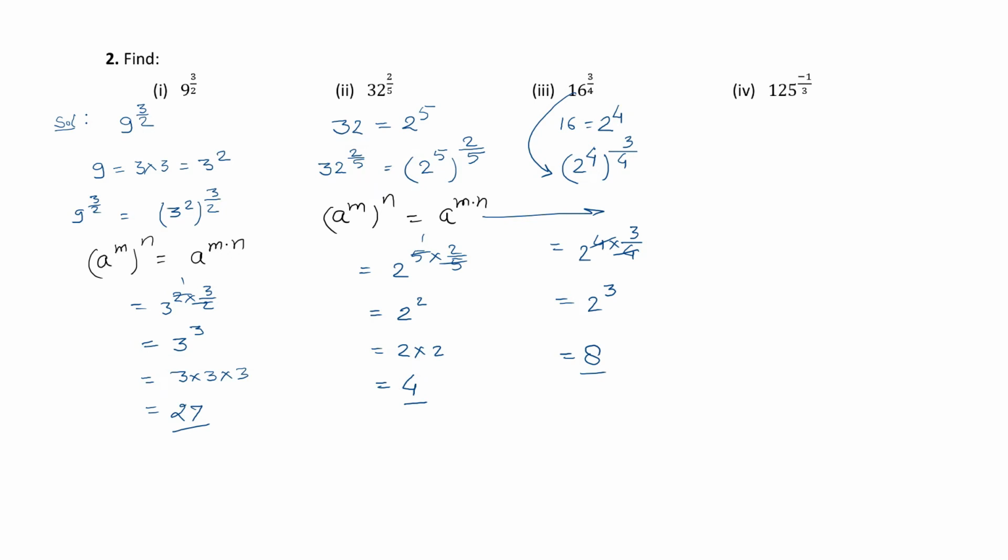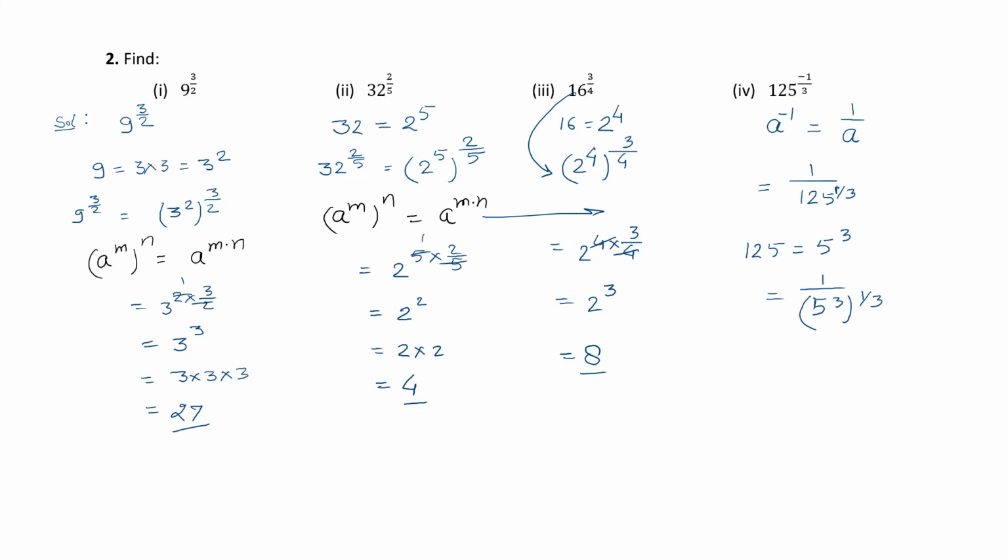So we know if a to the power minus 1 is there, we write it as 1 upon a, right? So 125 to the power minus 1 by 3 we can write as 1 upon 125 to the power 1 by 3. And 125 we can write as 5 to the power 3, right? So we will write it as 1 upon 5 to the power 3 to the power 1 by 3.